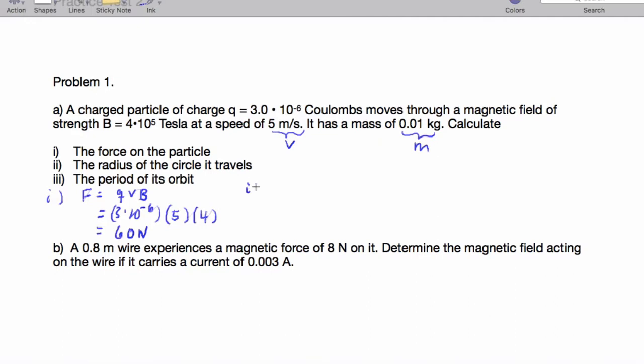All right, now for the second part, we want the radius of the circle it travels in. We're going to grab a formula from the formula sheet, R equals mv over qB. I have a video where I prove this formula as a proof. Not that difficult, but a bit tedious. And now I'm just going to throw in the numbers that we have. I shouldn't say tedious. It's a necessary part of life and engineering.